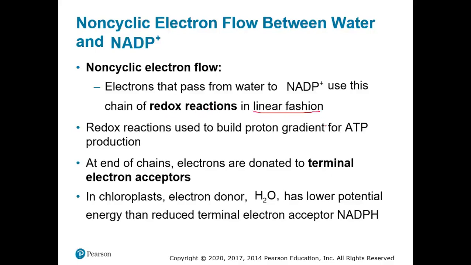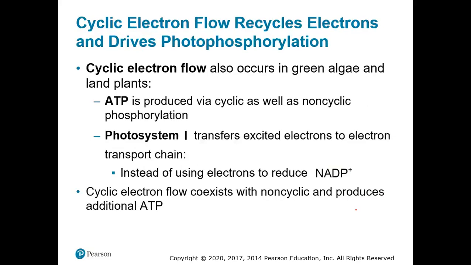So non-cyclic flow, chain of redox, because remember, we're just passing an electron, which is redox, in a linear fashion. Okay, the terminal electron acceptor, so the thing at the very end of that line, that is going to be NADP+. Okay, that's our terminal electron acceptor, because that is the last step that our electron will take before it is shuttled somewhere else.